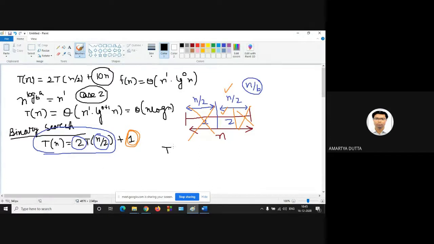But for quick sort or merge sort, the recurrence relation, anyone? These two types of sorting also depend upon the divide and conquer approach.